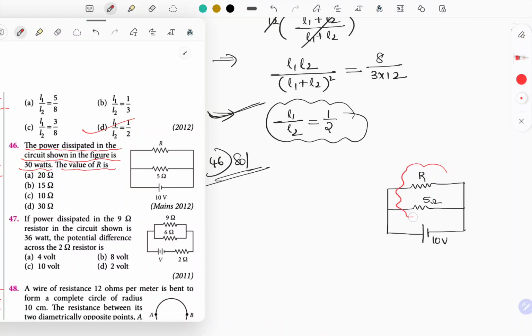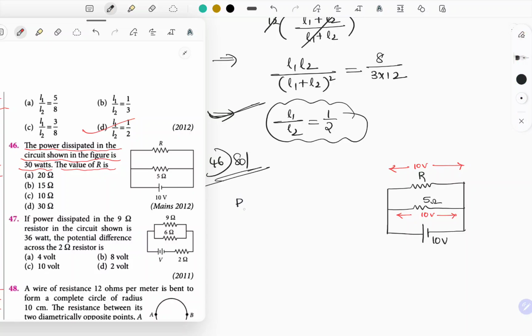So just observe these two resistors. These two resistors look as if they are connected in parallel, right? Then the voltage across these two resistors is going to be the same or different? It's the same value, that is equal to 10 volts across this R resistor and across the 5 ohm resistor. The voltage is going to be the same, 10 volts only. The thing they are asking: total power dissipation is given as 30 watts, right? So we know the voltage and the internal resistance.